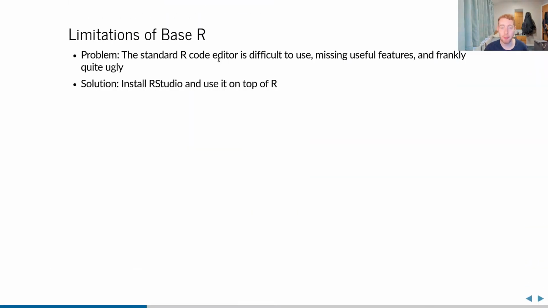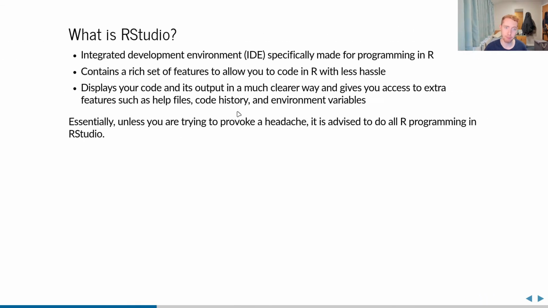But there's a better alternative, and that's this thing called RStudio. RStudio is a program that sits on top of R that allows you to do R coding in a much more simple and graphical way. RStudio is an integrated development environment, or an IDE, and it's made specifically for programming in R. So it contains many features that allow you to code R in a much more simple way.